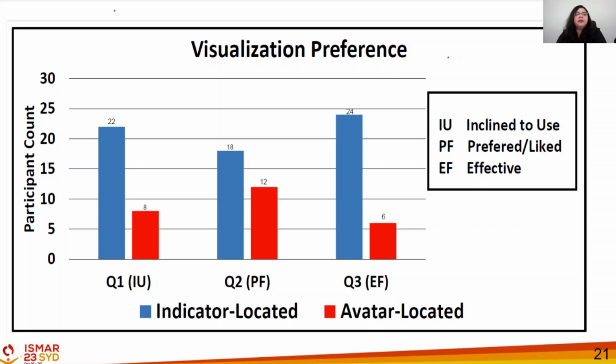The figure shows the participants' responses when asked to choose between the two interfaces. In general, 22 participants out of 30 were inclined to use the indicator located interface. 18 participants liked the indicator located interface more as it showed exactly where the student was. 24 participants thought the indicator located interface was more effective.